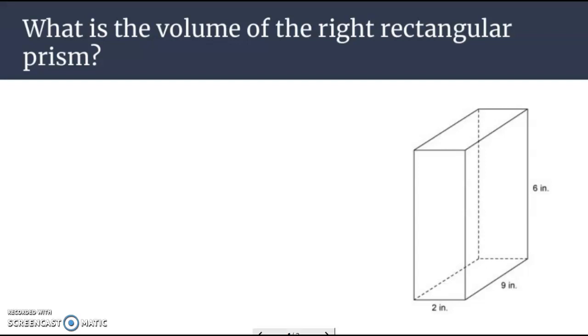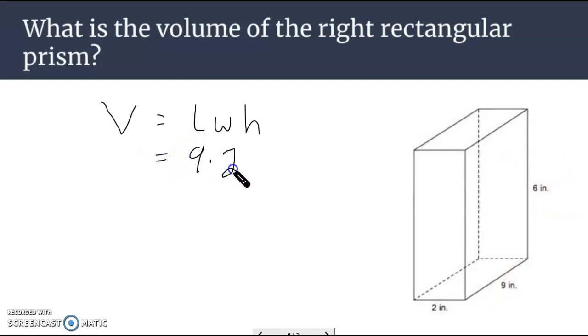Welcome back, everybody. Today we're just talking about volumes of 3D objects, particularly rectangular prisms and cubes. So to find the volume of a rectangular prism, all you need to do is multiply three measurements: the length, width, and height. In this problem, the length, width, and height are 2, 9, and 6.